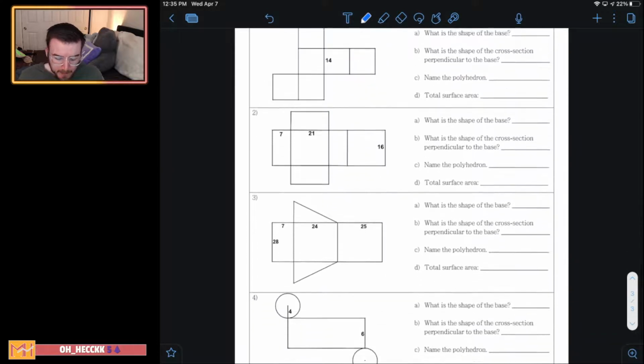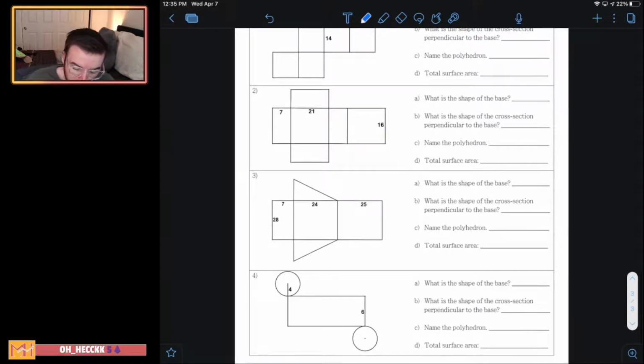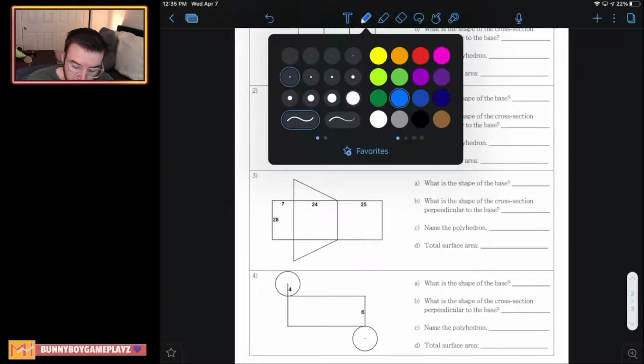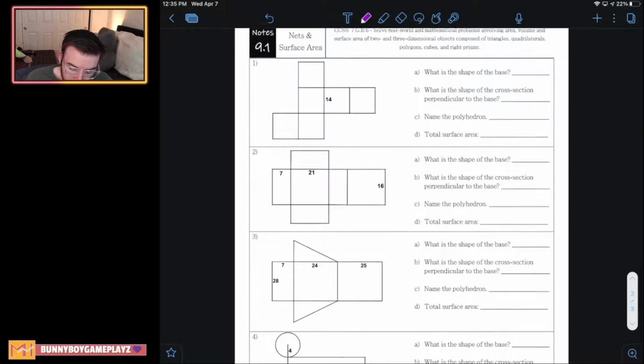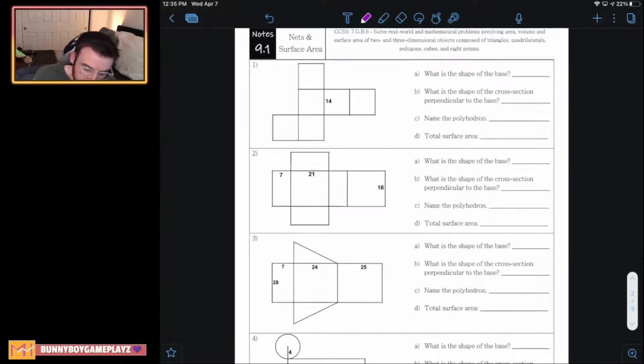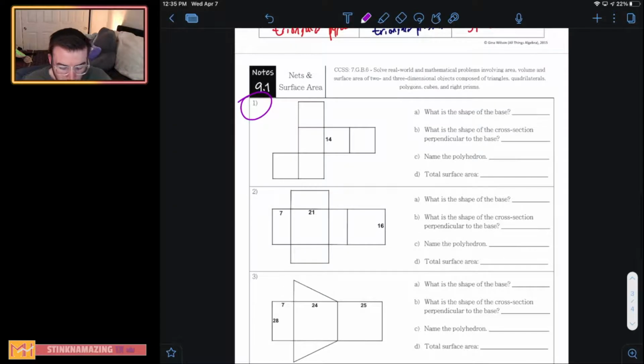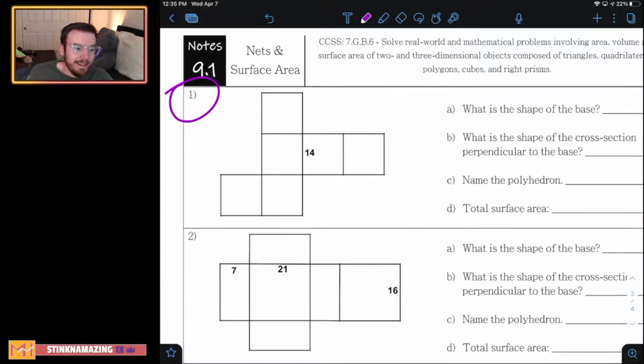Let's jump to this last page. By no means are we going to do all of this. I'll probably save one or two for our Socrative. But let's look at the first one, I guess. So this is called a net. Now, this is very hard to describe digitally, let alone in real life.